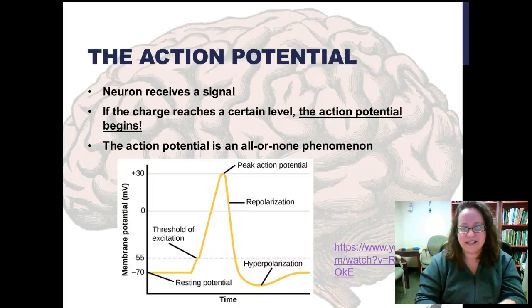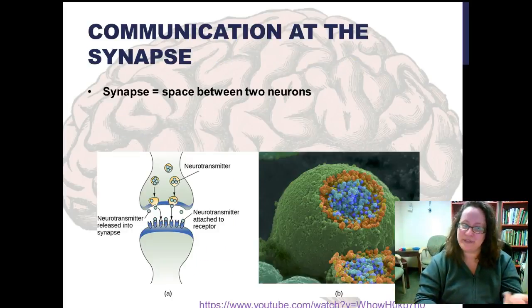There's also videos linked in that you can review from YouTube. Crash Course makes a good series of videos on neuron communication as well as the nervous and endocrine systems. So Crash Course is always a good place to go for videos. But next, communication at the synapse, this is communication between neurons.